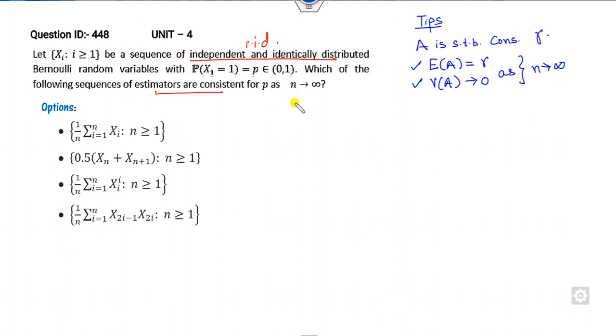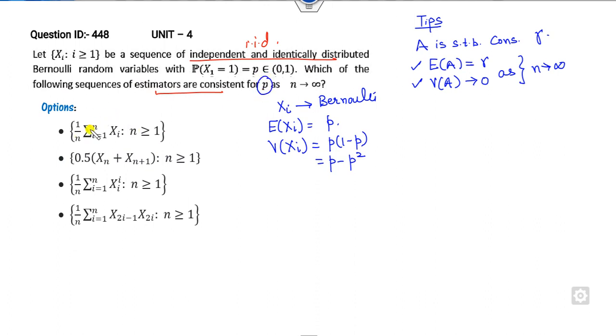That's fine. Now, what is given to you? The Xi's are IID. They follow the Bernoulli distribution. Fine. Once it's a Bernoulli distribution, what is the mean of this Xi? P. What is the variance of this Xi? pq, so I can write it as p times (1 minus p). Fine. Now, which of the following is the consistent estimator of p?